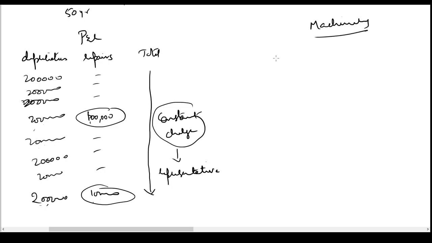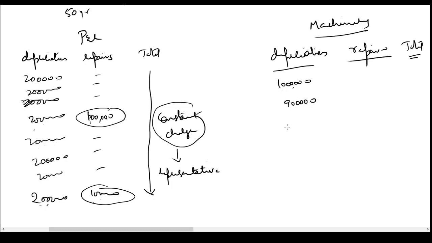if you have a similar table which we prepare: depreciation, repairs, total charge to the P&L account. Let us say depreciation is 10 lakhs for the first year. Second year it reduces to 9 lakh because we are following the WDV method. Third year it reduces to 8 lakh further. Fourth year it reduces to 7 lakhs. Fifth year it reduces to 6 lakhs. So and so forth, it keeps reducing.